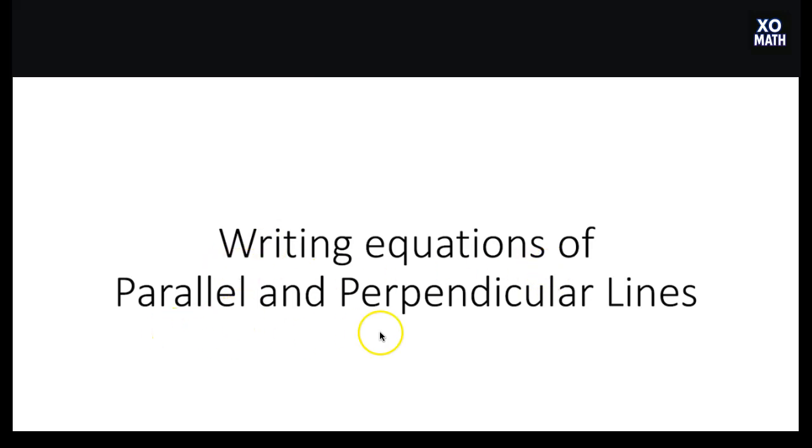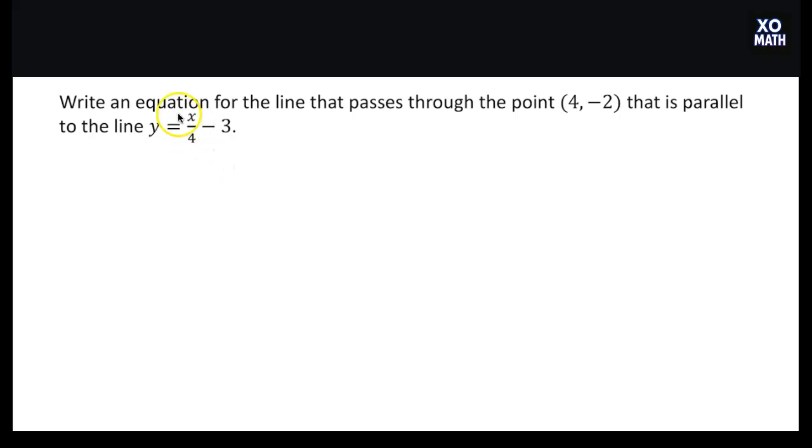Writing equations of parallel and perpendicular lines. In this example, let's write an equation for the line that passes through the point (4, -2) that is parallel to the line y equals x over 4 minus 3.